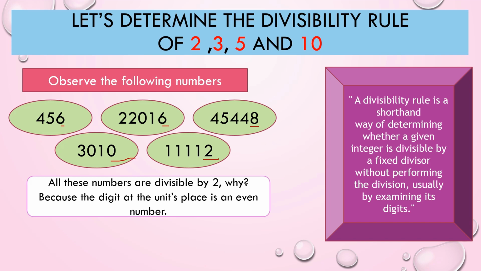सो द डिविजिबिलिटी रूल ऑफ 2, a number is divisible by 2 if the digit at the units place, the last digit, is an even number. इसीलिए स्टार्टिंग में आपको इवन और ऑड की एक्टिविटी करवाई थी. You must know what even numbers are. Now let's move on to the divisibility rule of 3.